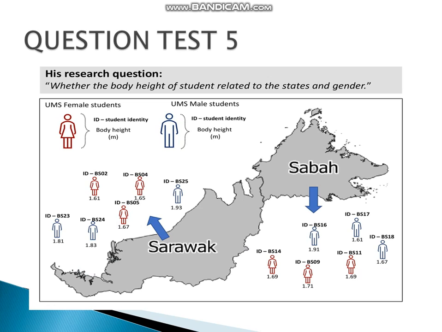This is the question test 5, and this research question states whether the body height of students is related to state and gender. So let's check it out. If the research question is the same as mine, we move on to the next slide.